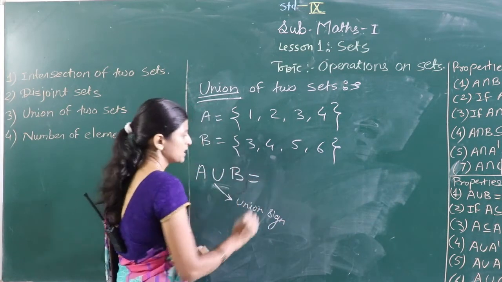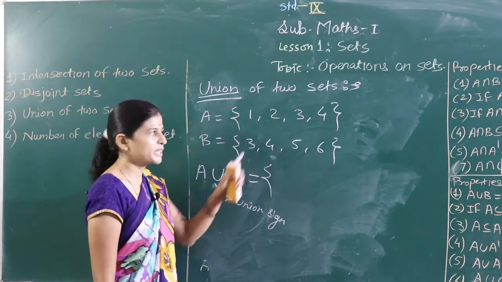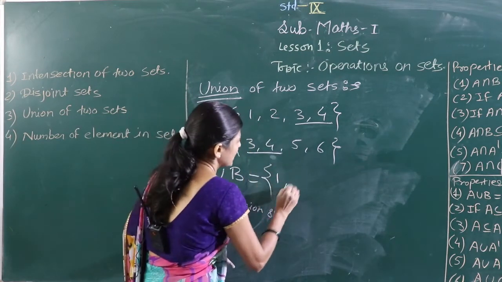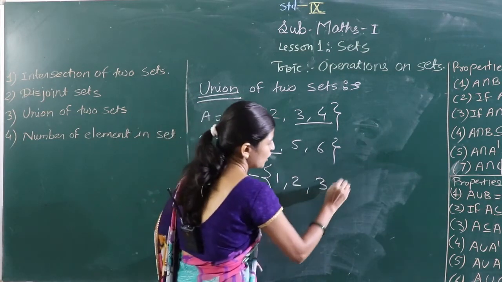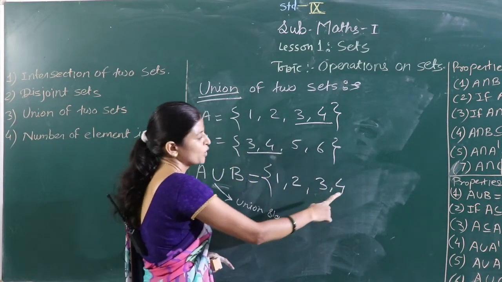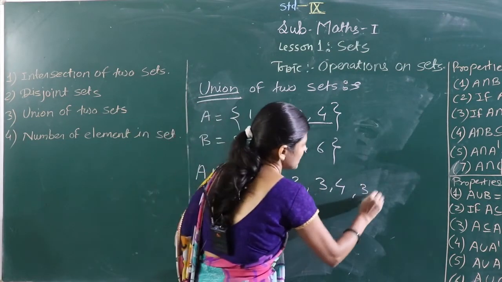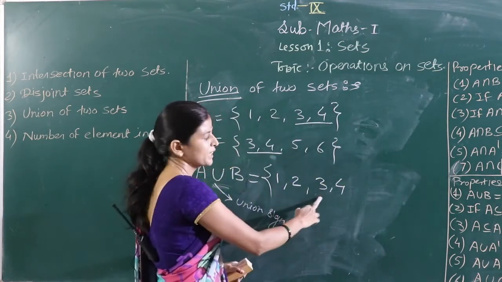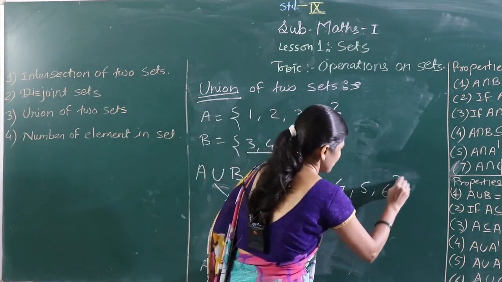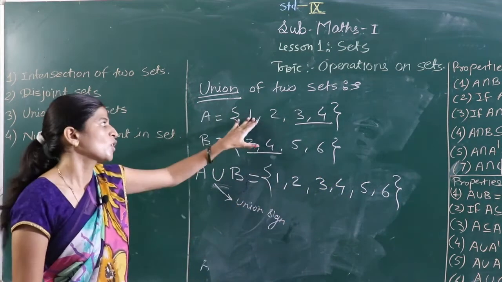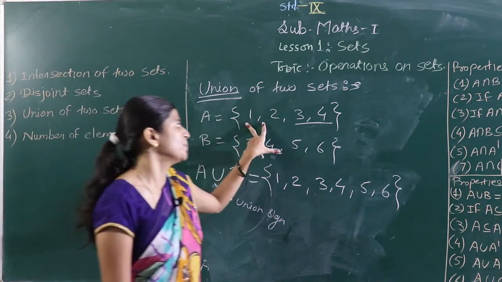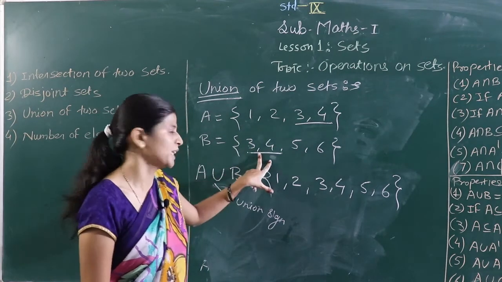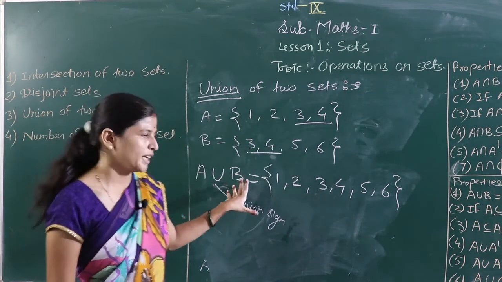So A union B is nothing but common plus uncommon, combination of both. Common we write down only once, that is A union B is nothing but 1, 2, then common only once. Common is repeated itself, so 3, 4, no need to write down double 3, 4, 3, 4, this is wrong. 3, 4 only write down once. Common elements only write down once and remaining elements of set B, that is 5, 6. So union means combination of these two sets, that is elements of set A and elements of set B, including common elements once, is nothing but A union B.